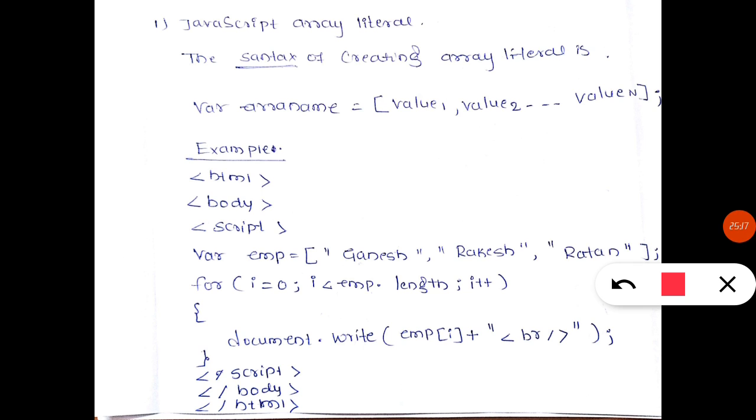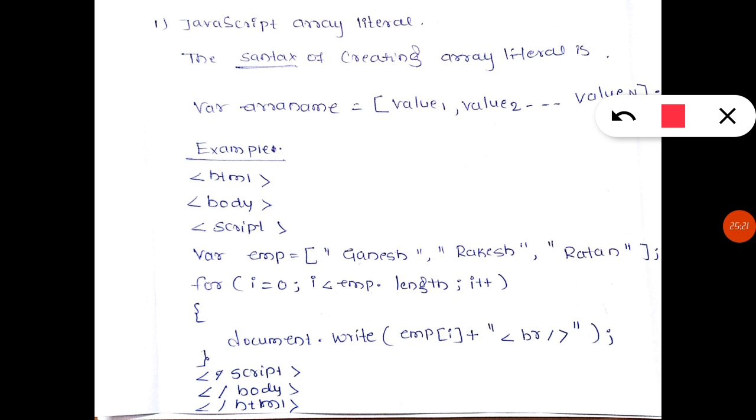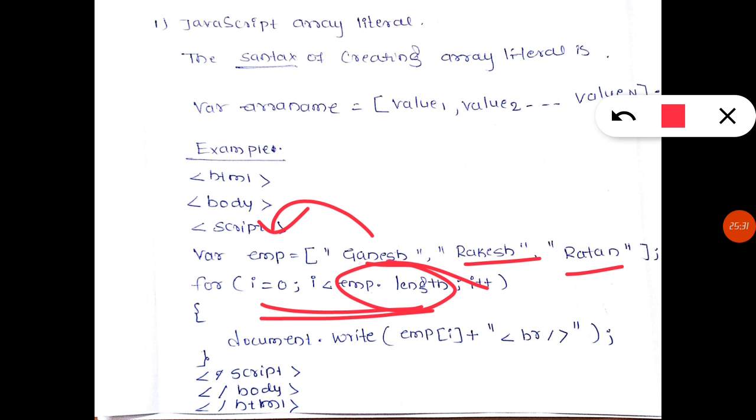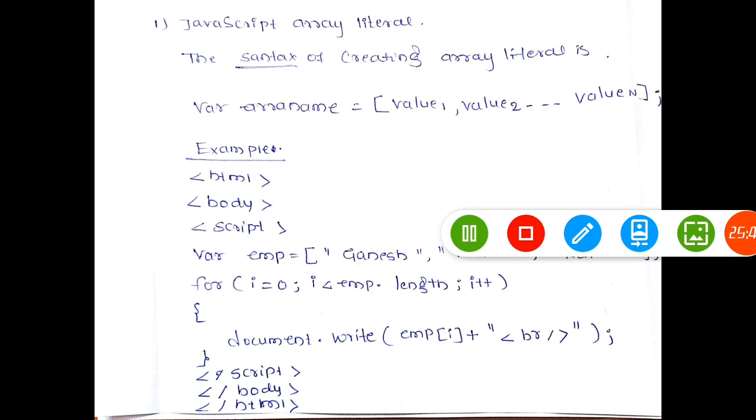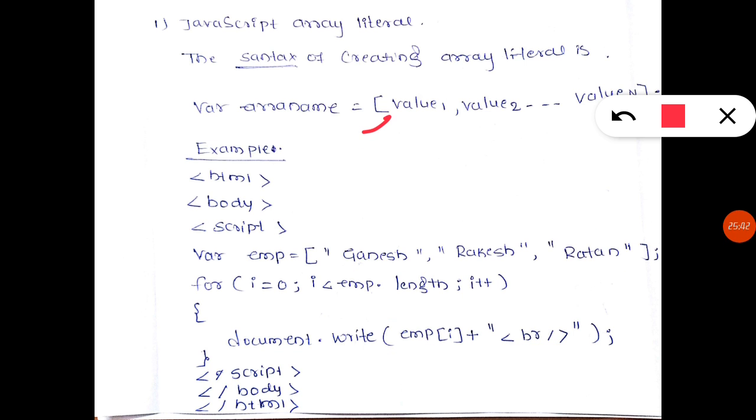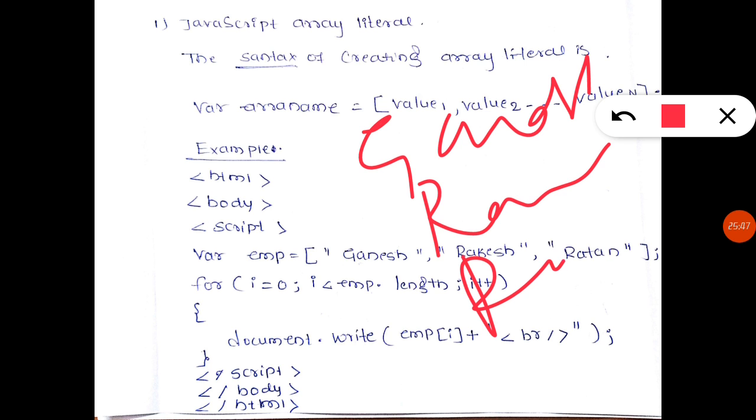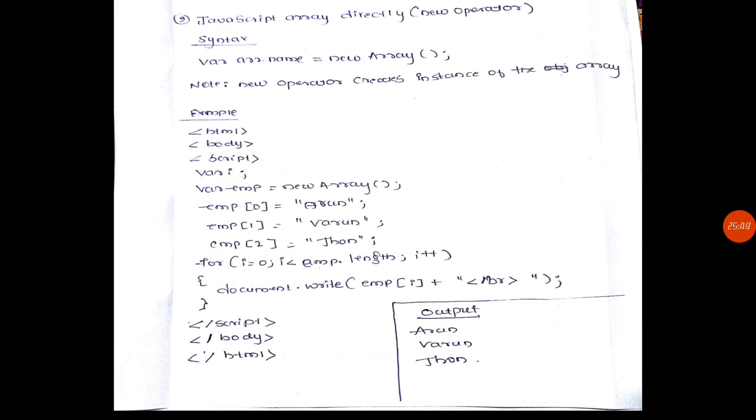You can take a screenshot of this example where we are creating the array employee and storing the employee names as Ganesh, Rakesh and Ratan. Here I am displaying the stored values of the array by using a for loop, and it calculates the length of the array, and this statement prints the array's values from the respective index. And when you execute these statements, you will get the output as Ganesh, Rakesh and Ratan. It will be displayed on the web page.